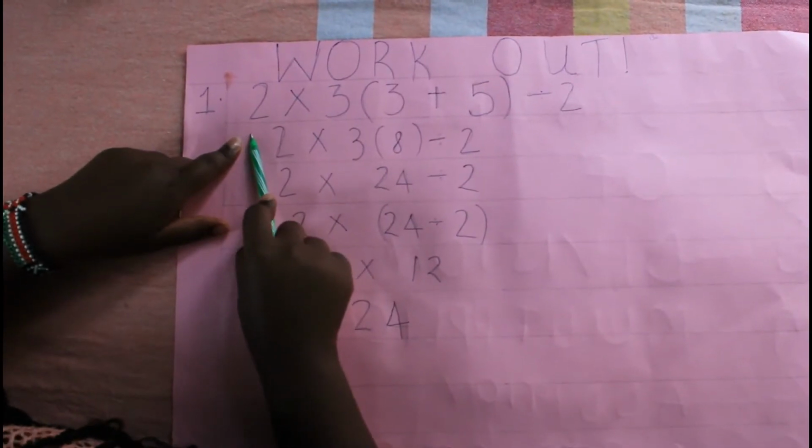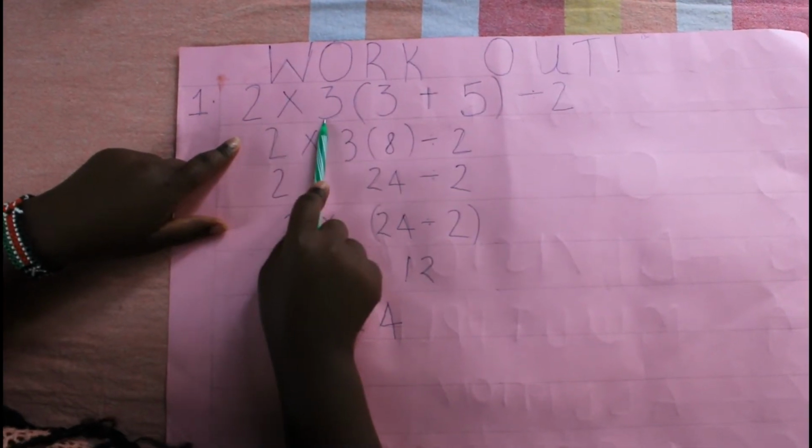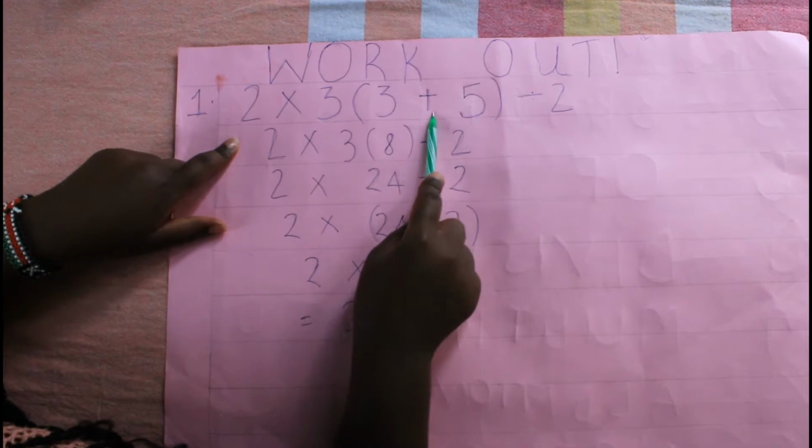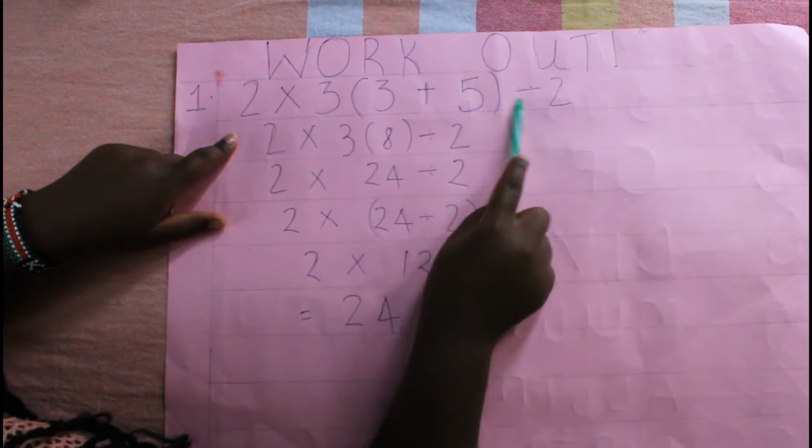I hope you're ready with your pens and your books so that you can start off the lesson. You're going to do a very interesting topic, which is BODMAS. Yes, so we'll start off and I hope that you'll grasp something by the end of this lesson. For instance, you've been told to work out the following sum. You have 2 times 3 into brackets 3 plus 5 into brackets, divide by 2.